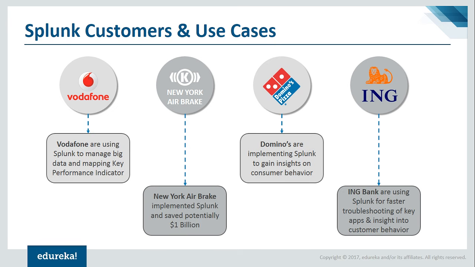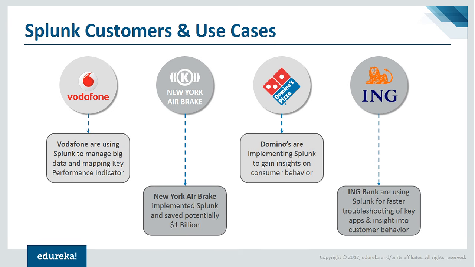Vodafone basically are using Splunk to manage big data and map key performance indicators. Any idea how Vodafone is generating big data and what they're doing with that big data? Anybody? Okay. So we all know that Vodafone is a telephonic service provider, correct? So what happens? Every call any customer makes, or whenever he sends any message, there will be a lot of logs generated, correct? So the telephonic industry is one industry where a lot of logs get generated, and it's very tough to handle them. So that's where Vodafone has come in, and they've started using Splunk to manage these logs, which is nothing but big data.